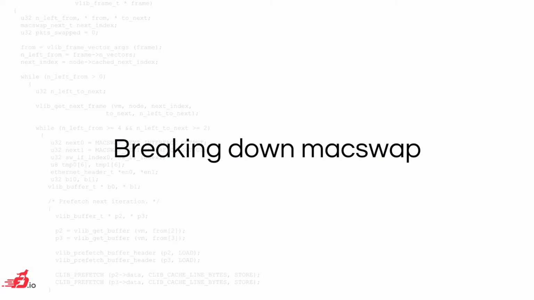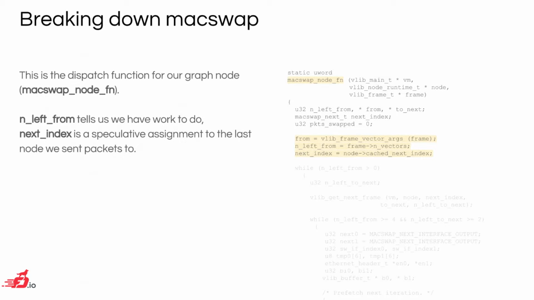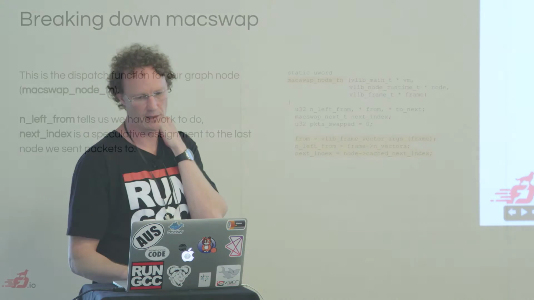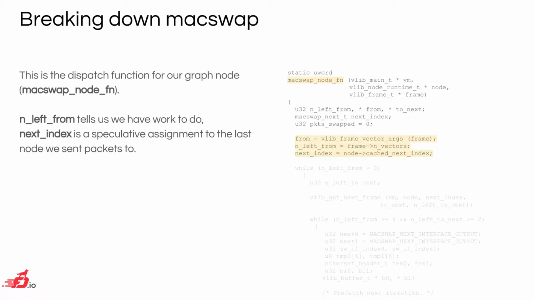So let's break this down a little bit. This is the dispatch function for our node, the MacSwap node FN. If you were to have a look in node.c, if you did it the way the tutorial went, it'd be under /vpp, devboot, MacSwap plugin, MacSwap, node.c. So this is the dispatch function. You'll see that we're getting our vlib main t, our node runtime, which is us, and a frame.